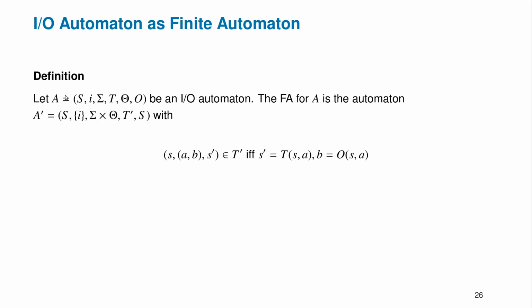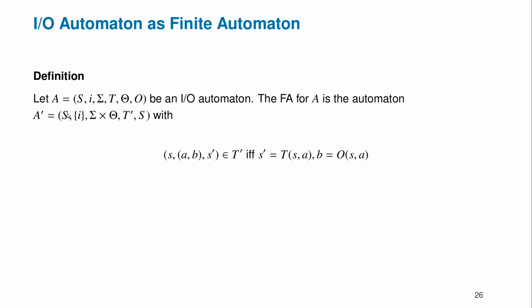Assume we are given an I/O automaton A that consists of the following components. We have a set of states S, one initial state I, input alphabet sigma, transition function T, output alphabet theta, and output function O. And from this we want to generate or obtain a finite automaton A prime that reflects the behavior of A in its language. We will see soon what this means, but let's first write down the translation.